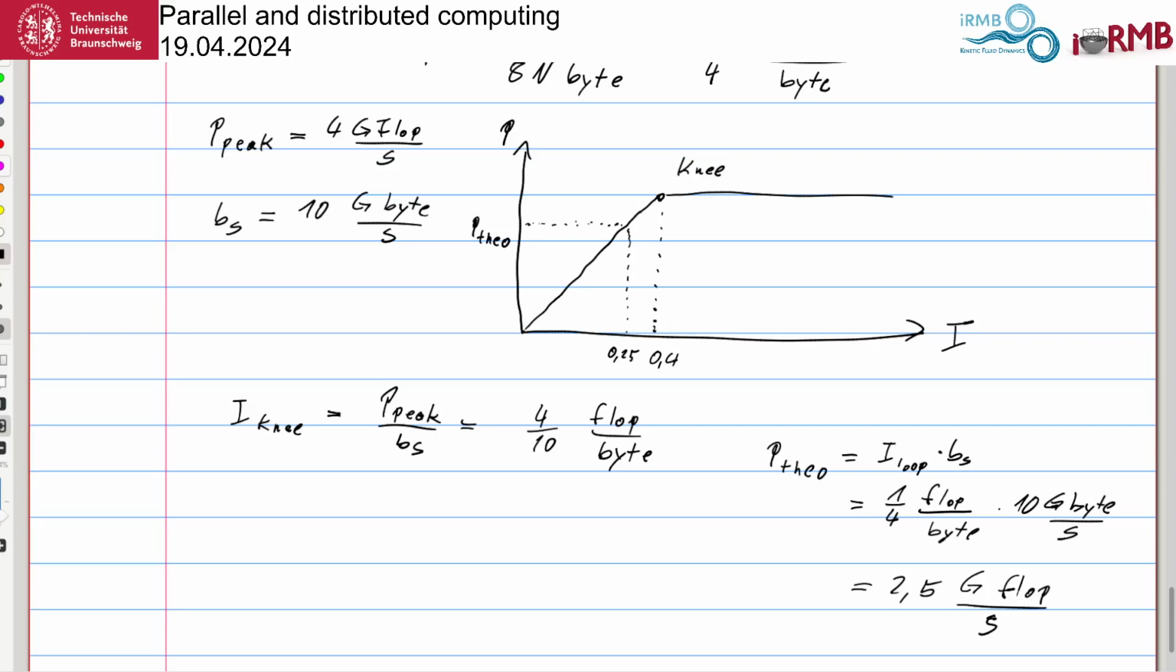Also, the knee calculation is not subtracting, it's dividing. That's it. We are at the knee when the intensity times the bandwidth is equal to the peak performance. Then this is the knee. So we just divide the peak performance by the bandwidth, and we get the intensity at the knee. Very simple. So these are very simple equations here.